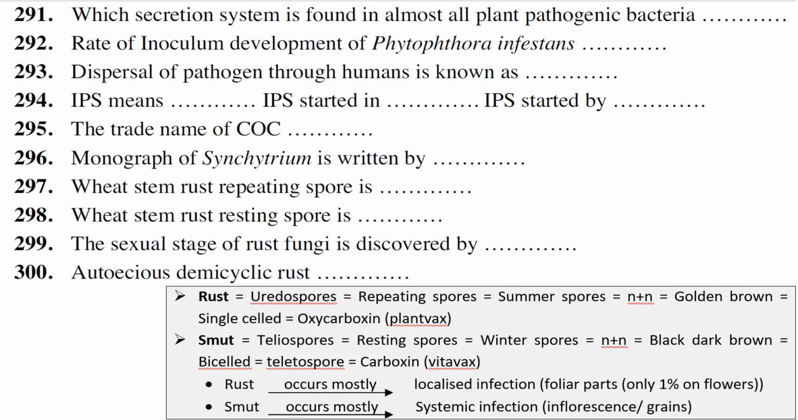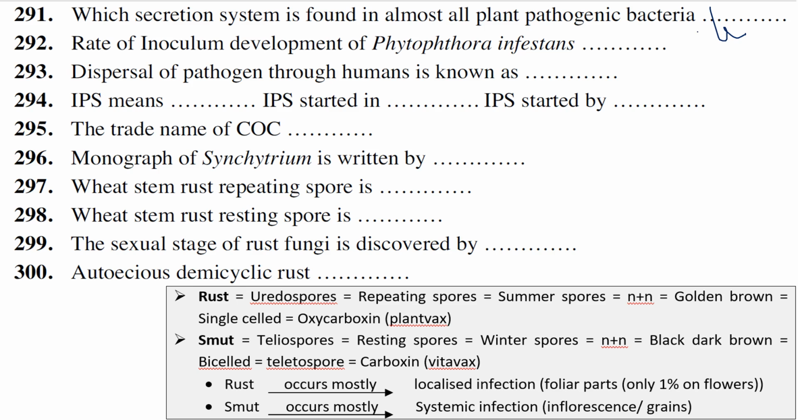Which secretion system is found in almost all plant pathogenic bacteria? Almost all plant pathogenic bacteria contain a type 1 secretion system. There are almost 7 kinds of secretion systems: type 1, type 2, type 3, type 4, type 5. Type 4 is Agrobacterium twin fashion. Type 3 is the most dangerous one, related to pathogenicity, and like that we used to study. But almost all plant pathogenic bacteria contain a type 1 secretion system.